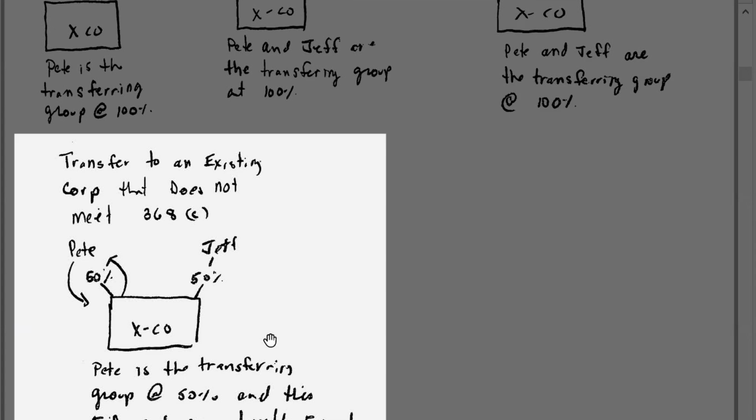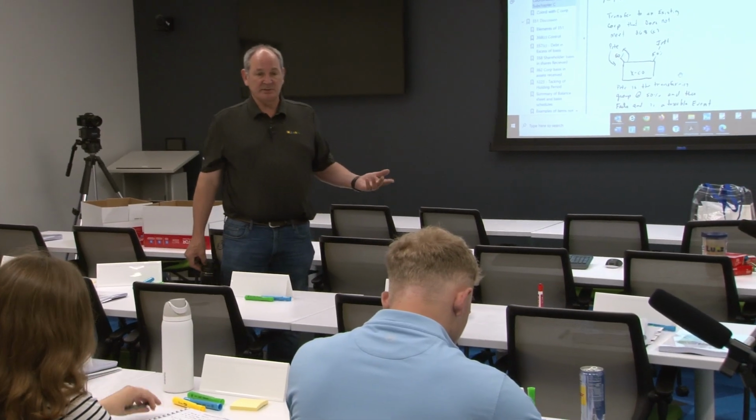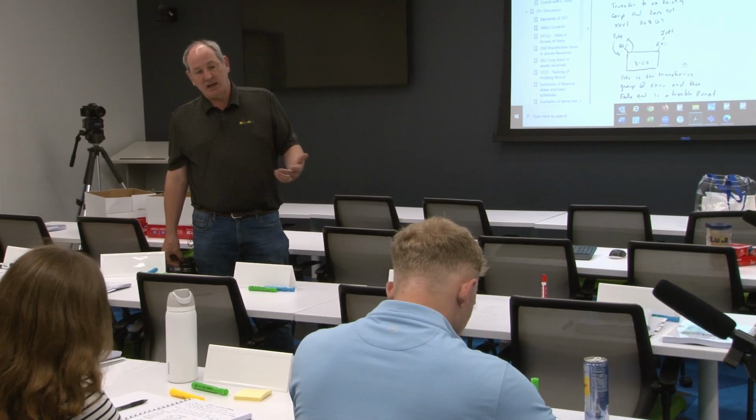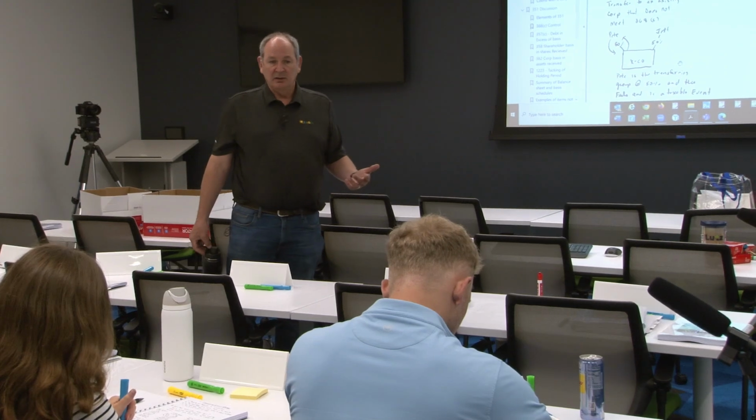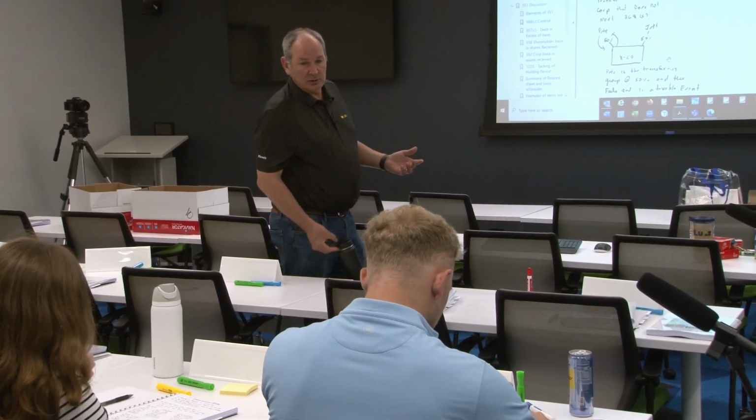So Pete only has 50%, right? 50% is more or less than 80%? Less. So we fail, which means our diagnosis of the transfer to the corporation is taxable or tax deferred? Taxable. So we measure the fair market value versus the basis, and whatever that difference is, that's a gain Pete has to endure because he engaged in a taxable transfer to a corporation.